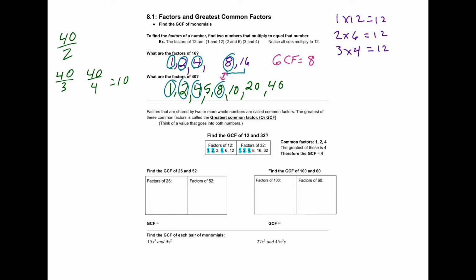All right, so same thing with this bottom problem. So factors of 26 and 52. Go ahead and write out those factors, and then go ahead and write what is the greatest common factor.